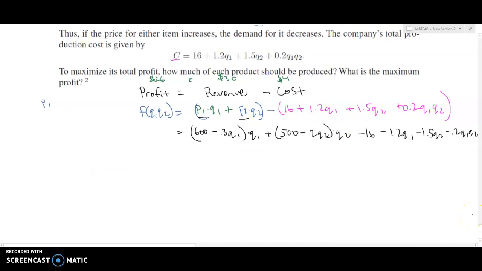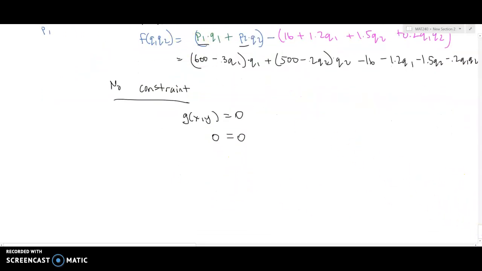Now remember, we don't have a constraint here. We're just saying maximize the profit. So because there's no constraint on how many we can produce, or at least they don't tell us that, we can say that g of x y equals 0. So in other words, 0 equals 0. So when we set this up, we're going to take our gradient of f, which is going to be the partial derivative with respect to Q1 and with respect to Q2.